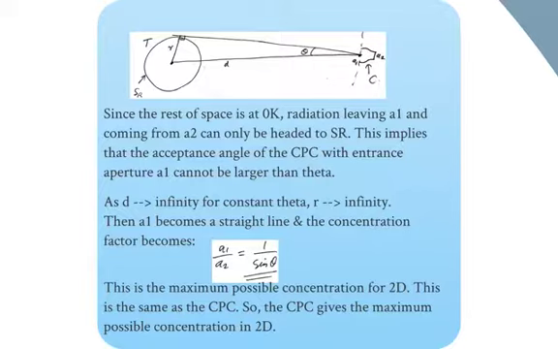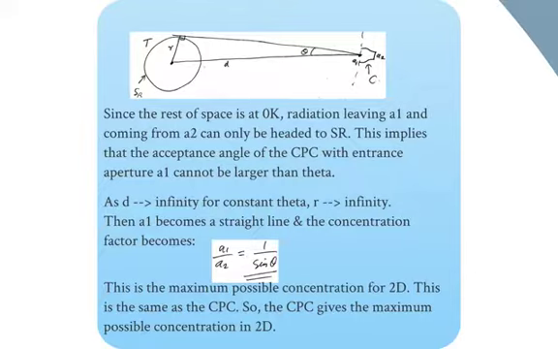Now, as d, the distance, goes to infinity for constant theta, this radius goes to infinity, so it just becomes a very big source. A1 becomes a straight line, and the concentration factor becomes A1 over A2, 1 over sin theta. You don't have to worry too much about it. It's just saying that if this distance is very large, instead of having a curve here, we will have a straight line. Okay, and then it becomes exactly like the CPC that we have been talking about last week.